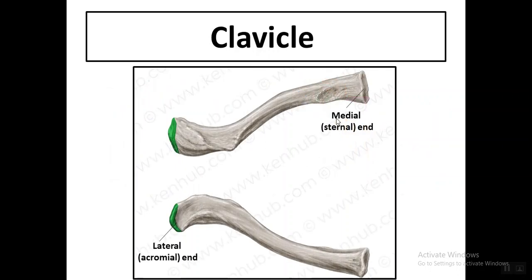The clavicle, this bone extends horizontally. It have a medial or sternal end that articulates with the sternum, مع عظم القص, and it have a flat lateral end that articulates with the acromion. Lateral end or the acromial end.